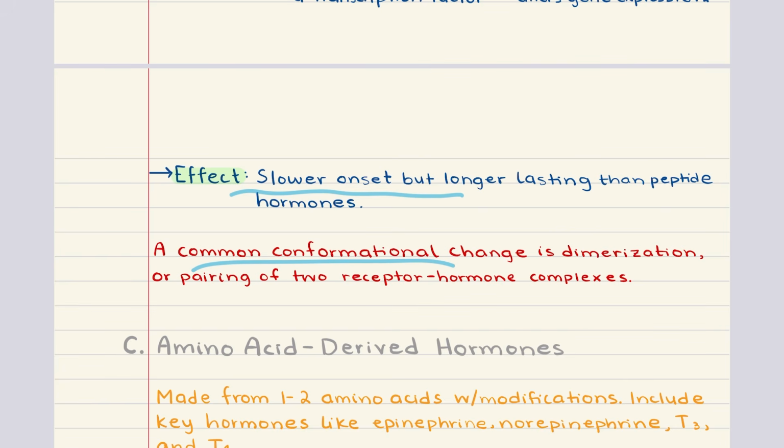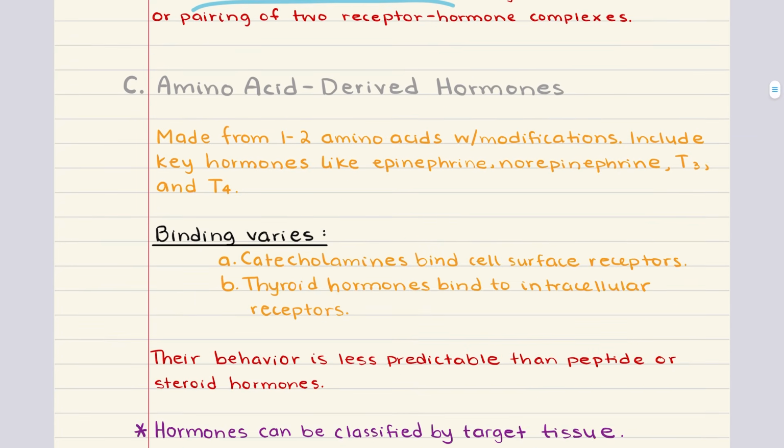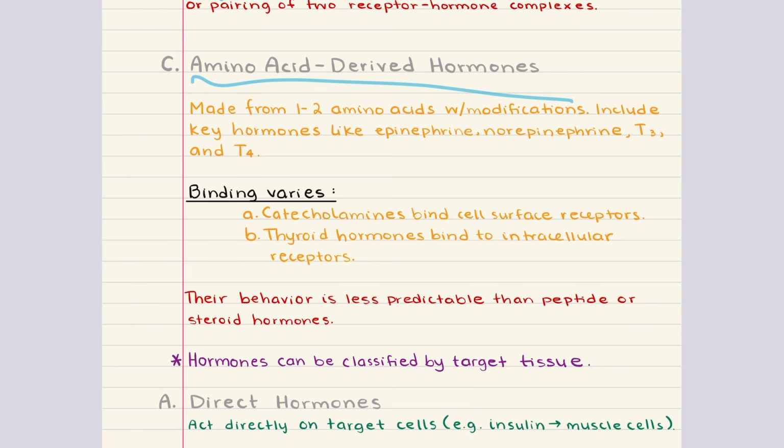With that being said, we're going to move on to our third and final class of hormones, amino acid-derived hormones. Now, as the name suggests, these hormones are made from one or two amino acids, but with additional modifications that give them unique properties. Some of the most important hormones in this group include epinephrine, norepinephrine, and the thyroid hormones T3 and T4.